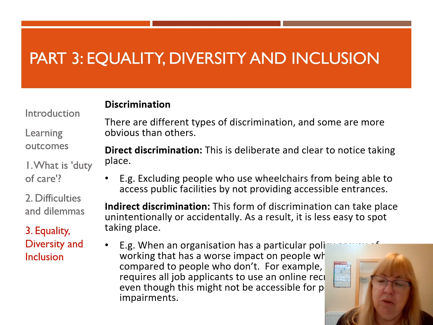Sometimes it's unintentional or accidental, and it can be quite hard to spot. So maybe, for example, an organisation that has a policy that excludes some people from applying for jobs. Maybe they have to use an online form, and there isn't a way for people who don't have access to computers, or who have some communication issues, like someone has cerebral palsy, and they can't always type things out.